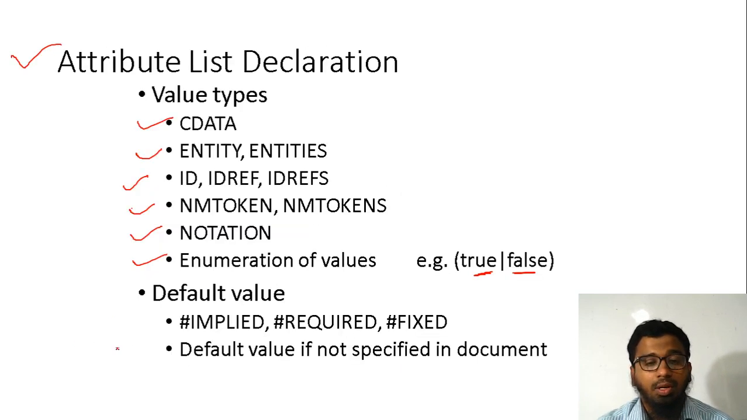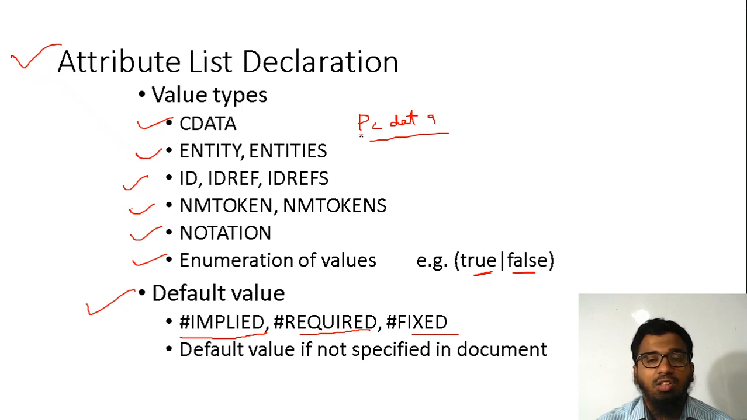Next, default value. What are the default values? Implied, required, fixed. These three are the default values, and otherwise it is not specified in the document. Okay, this is about the attribute, and we will have the PC data also. What is PC data? Parsed character data. And what is C data? Character data.